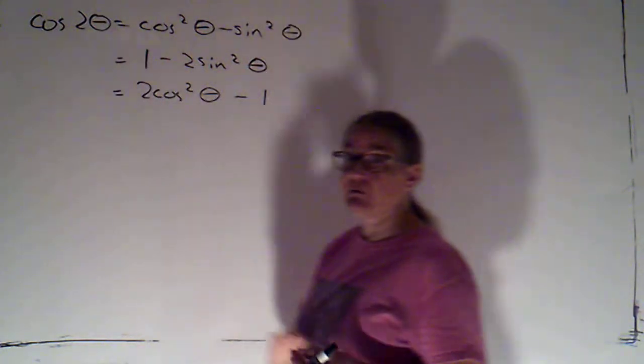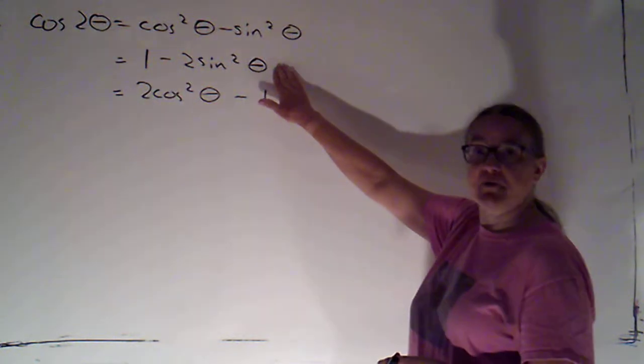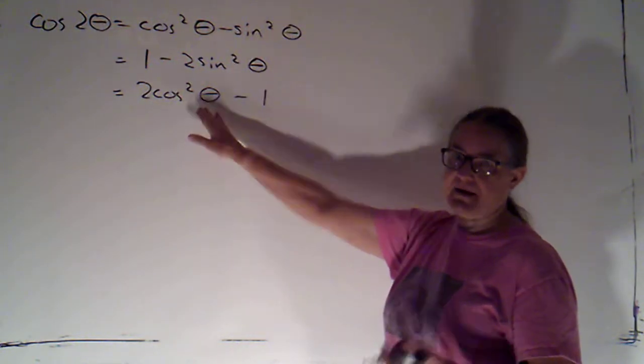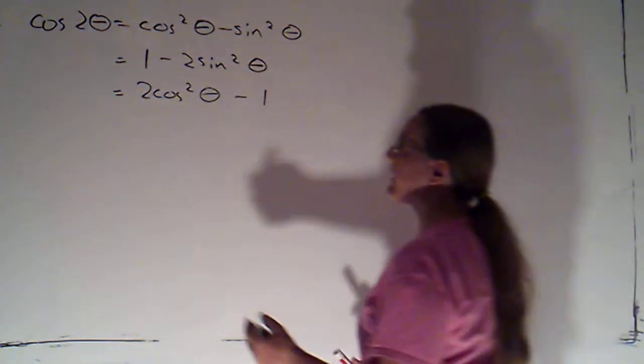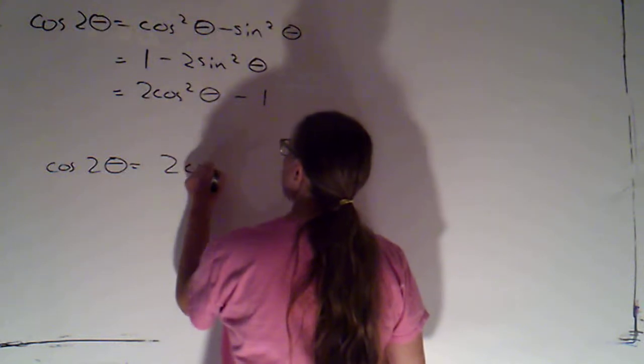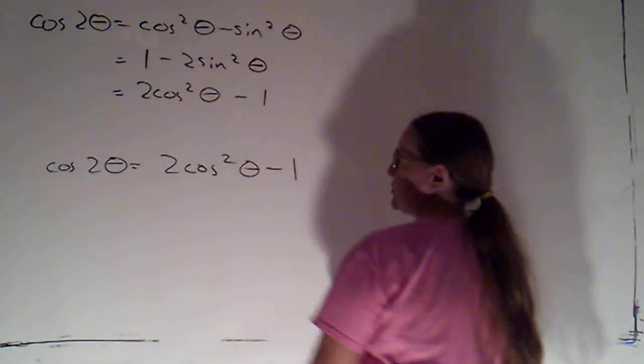Cosine of 2 theta is always one of them. In this version, the other one is sine squared theta. And in this one, the other one is cosine squared theta. Let's actually start with that third one. Cosine of 2 theta is 2 cosine squared theta minus 1.